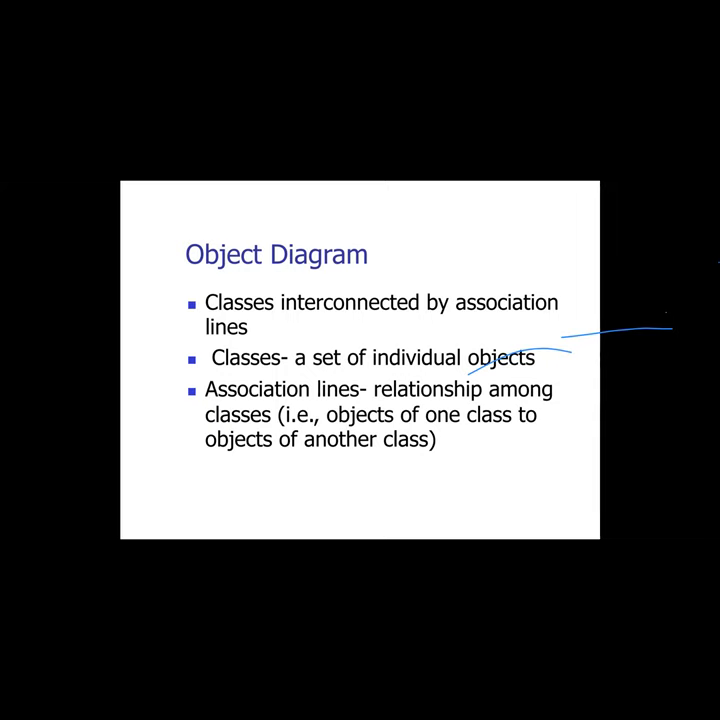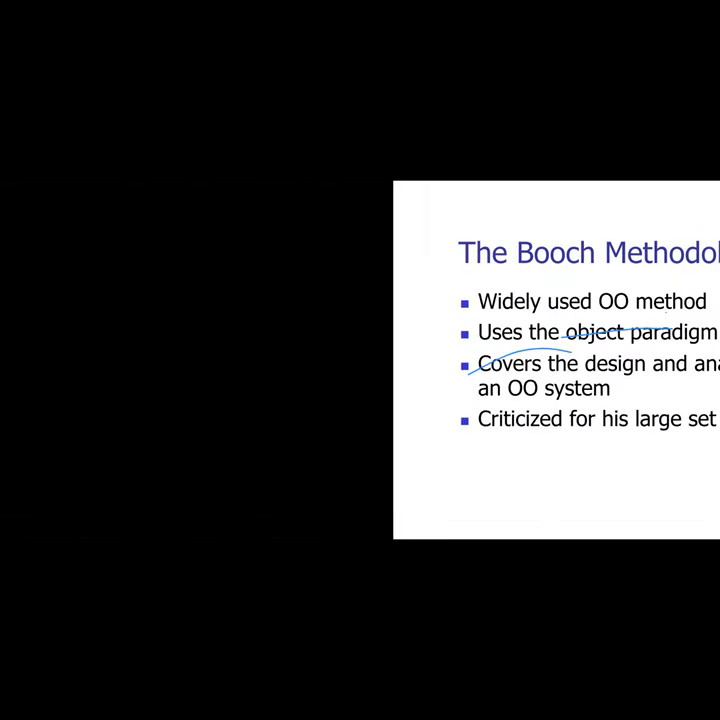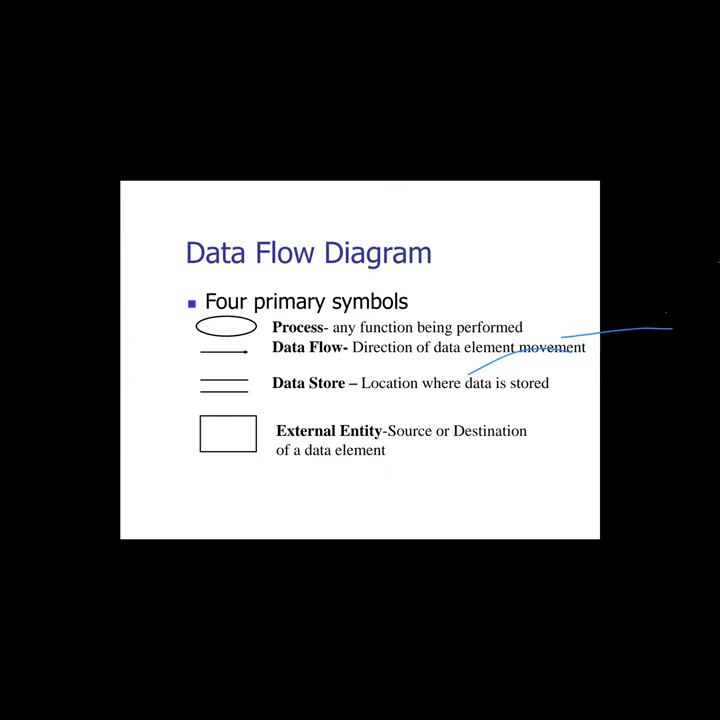And classes are sets of individual objects. So we know very well a class is a collection of objects. All the objects that belong to the same class will come under one category. And the association lines represent the relationship among the classes, like objects of one class to objects of another class. Say for example, if you take the object diagram, what are the symbols we'll use? Processes will be represented using an oval symbol, and the data flow will be represented with a direction, a solid line, and data stores will be represented within two parallel lines like a rectangle, and an external entity will be represented using the source or destination of the data element. So by using these symbols, we will try to represent the association among the classes and objects.